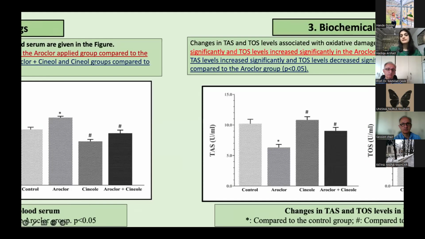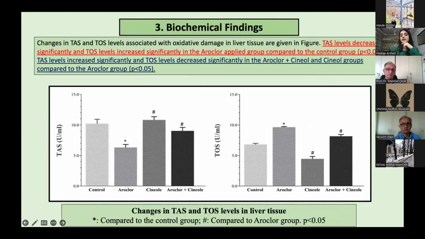This next TAS TOS was done in the liver tissues. It's the same. The TAS antioxidant effect of Aroclor was lowered because it was causing toxicity, and in oxidative stress, Aroclor was higher, but the cineole tried to minimize the effects of both, which was a positive effect for us.